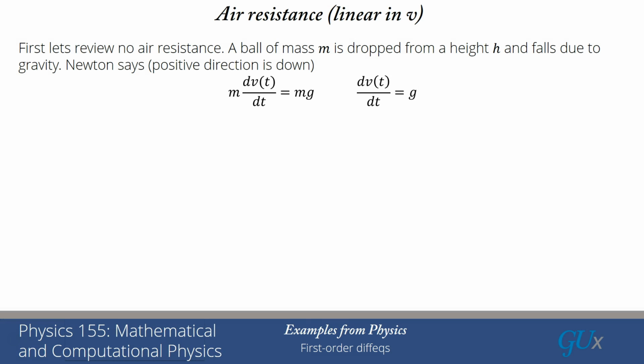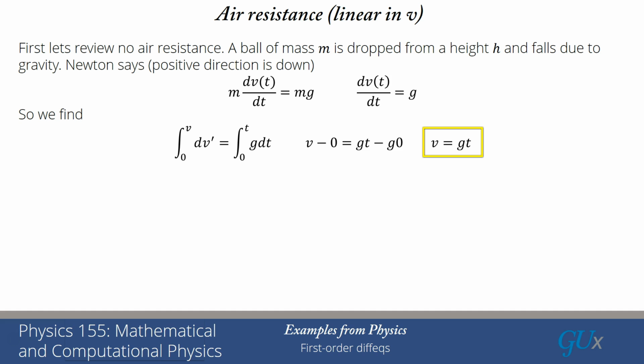Well, this is a nice, simple, separable equation, so it's easy to integrate it. Integral from 0 to v dv' equals integral from 0 to t g dt'. I get v minus 0 equals gt minus g times 0, or v is equal to gt. Okay, really simple. You learned this in probably the first week of the freshman physics class.